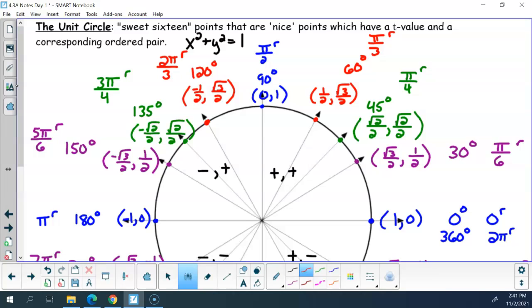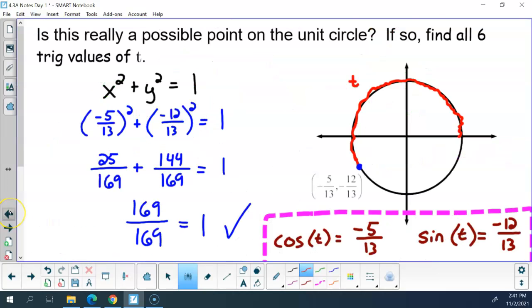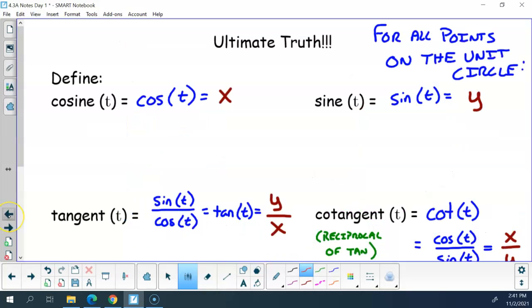Okay? On top of that, I will tell you, because you guys were so good today in your unit circle-ness, that you will also, next week, Tuesday, need to memorize the 6 trig functions. The fact that cosine is x, sine is y, tangent is y over x, cotangent is x over y, secant is 1 over x, and so on and so forth.